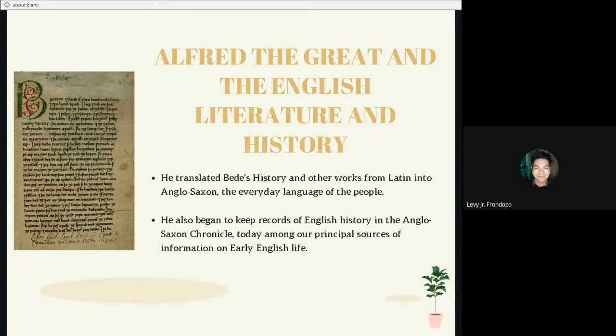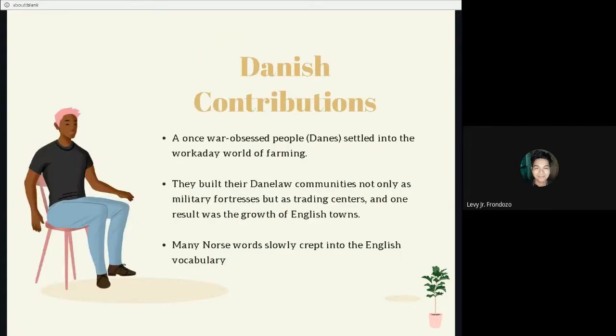He also began to keep records of English history in the Anglo-Saxon Chronicle, today among our principal sources of information in early English life. So next po is the Danish contribution. Danish contributions, yan. Gradually, the Danes became more peaceful and old animosities subsided. A once war obsessed people settled into the workaday world of learning, beer brewing, and moving goods to market. Even before their arrival in England, many Danes had been accustomed to the merchant's trade. However crudely, it may have existed in Northern Europe at the time. Now they built their Danelaw communities not only as military fortresses, but as trading centers, and one result was the growth of English towns.